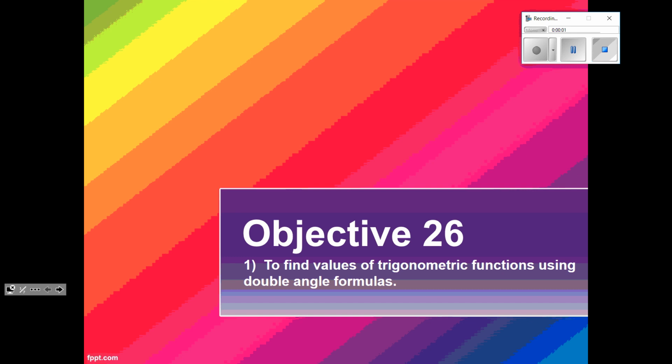All right, guys, we are moving on today to objective 26. We are going to find values of trigonometric functions using the double angle formula. So, like if I say that I want to find the cosine of 2x, then basically what we're doing is we're taking that angle and doubling it, and we're finding that amount.